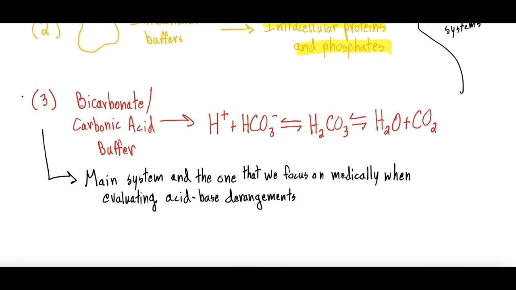This is by far and away the main system, and it's the one we focus on medically. We wrote that down here. This is the one we focus on medically when we're evaluating acid-base derangements, the bicarbonate carbonic acid buffering system, because the vast majority of buffering that goes on uses this system, whereas the other two systems, bones and intracellular buffers, are much more negligible.